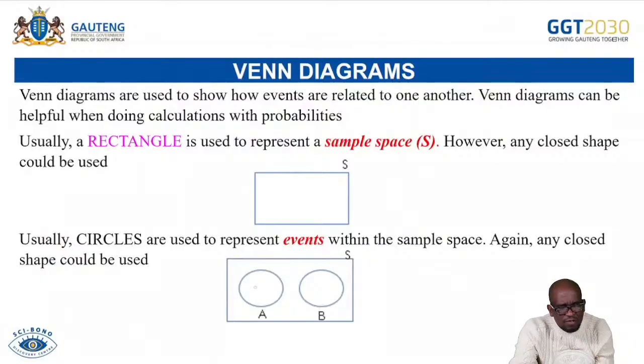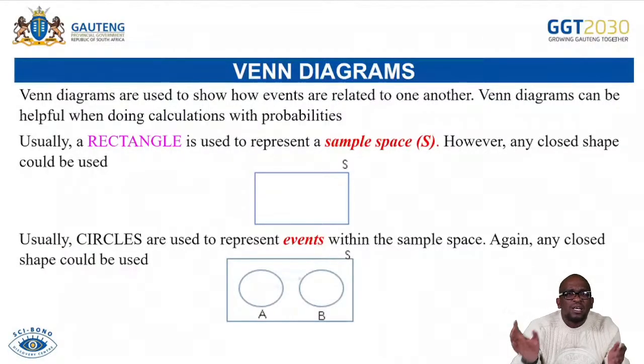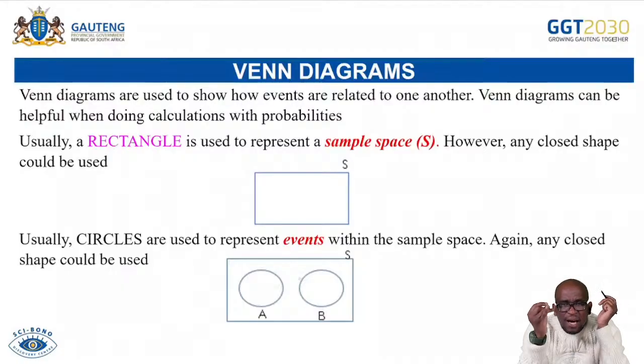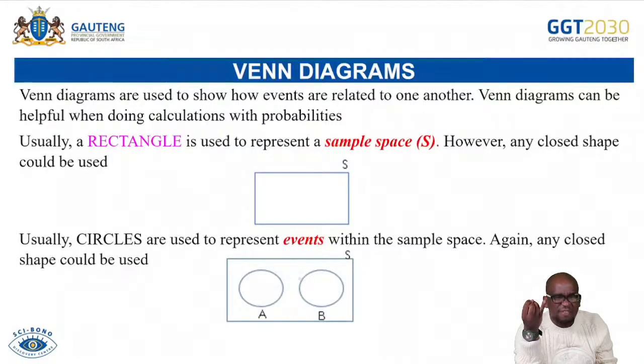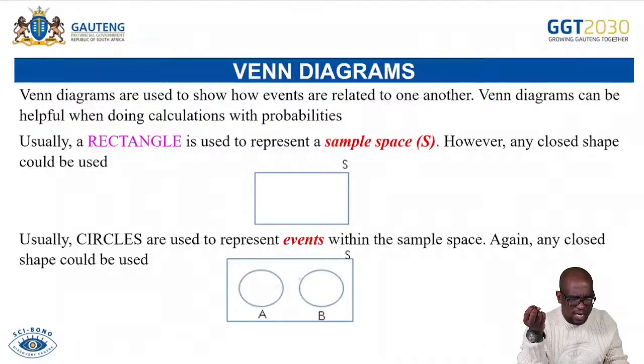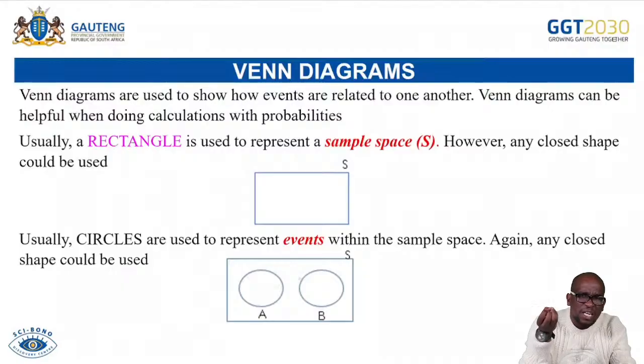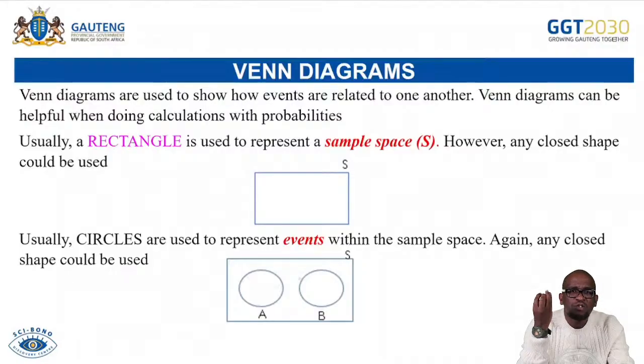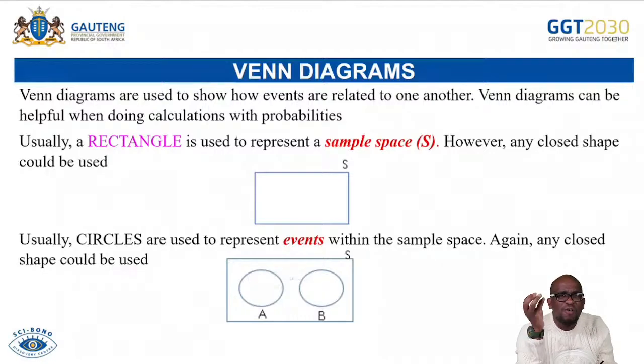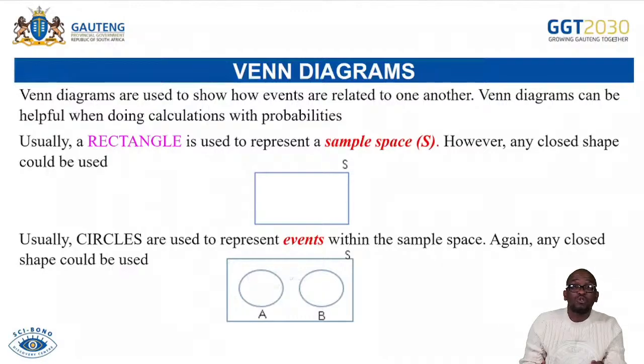And within these events, we can denote three things here. Either the number of elements in that particular event A, or the number of elements in the event B. You can also talk about the probabilities in event A and probabilities in event B. You can also list the elements that are involved. So those are the types of Venn diagrams that you have. You have a Venn diagram for listed elements, a Venn diagram for number of elements, and a Venn diagram for probabilities.